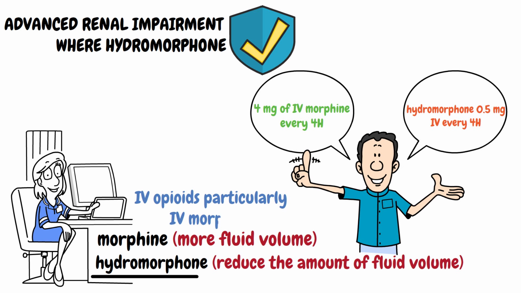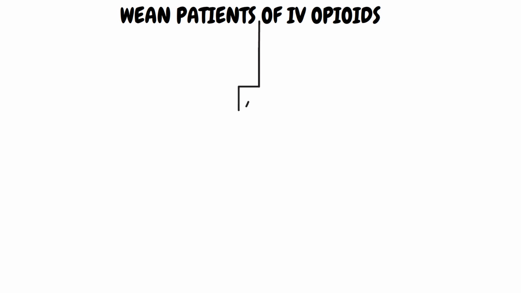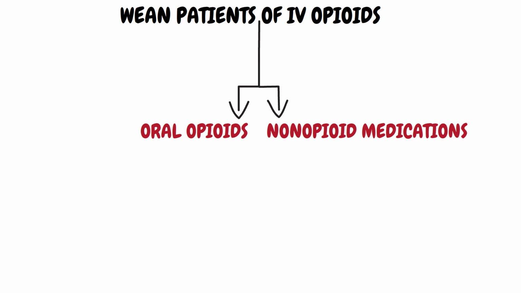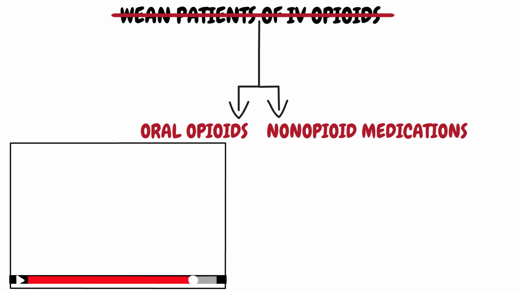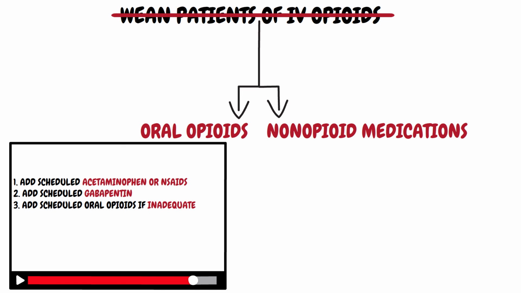Remember that IV opioids, particularly IV morphine, should not be used in acute coronary syndrome unless the chest pain is refractory to nitroglycerin or there is a contraindication to use nitroglycerin. Please wean patients off IV opioids as soon as possible with transition into oral opioids or non-opioid medications. If unable to wean off IV opioids, use the strategy I mentioned in my previous video, link is below. But in brief, we do the following: add scheduled acetaminophen or NSAIDs, add scheduled gabapentin, and add scheduled oral opioids if inadequate response to 1 and 2, and escalate the gabapentin dose.